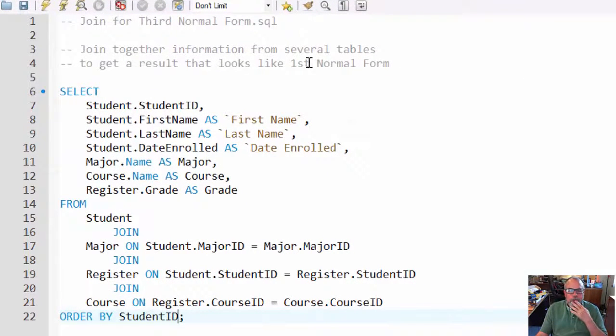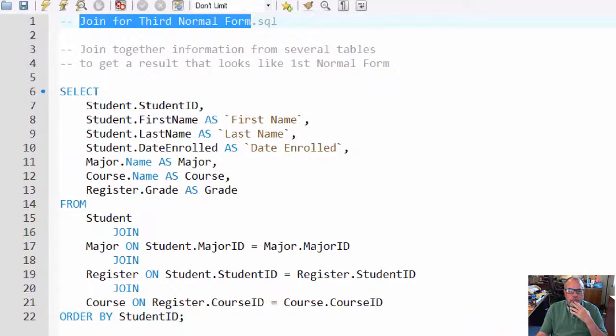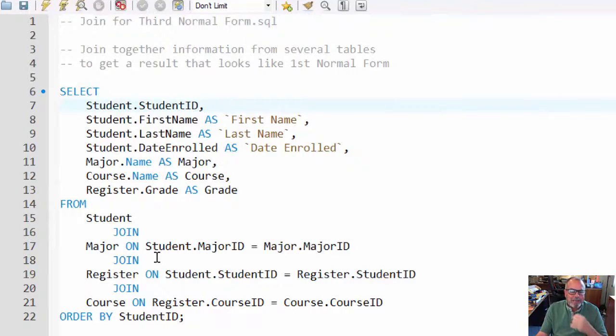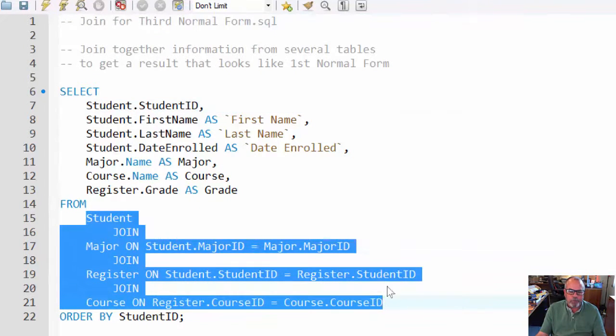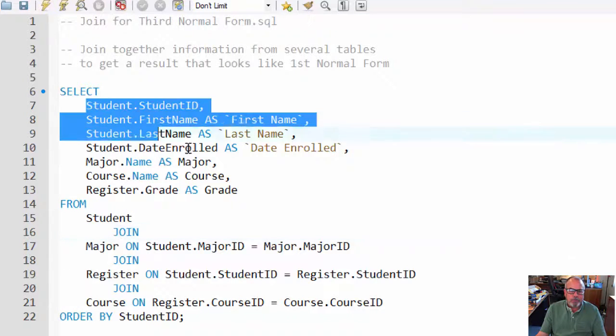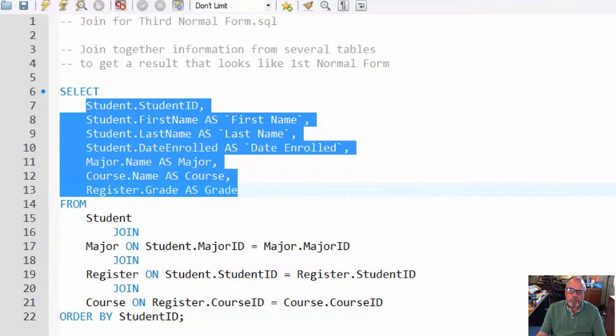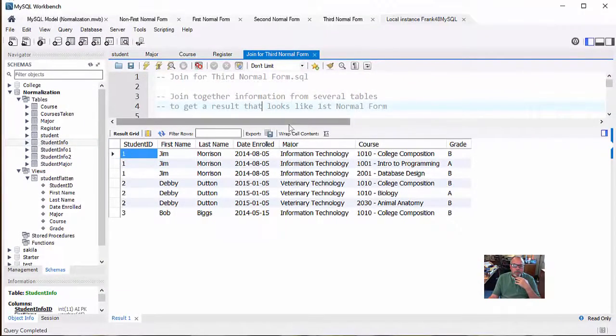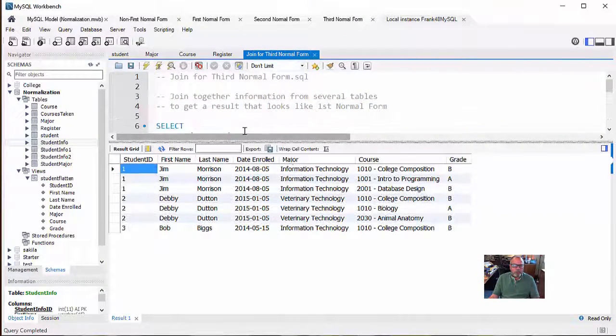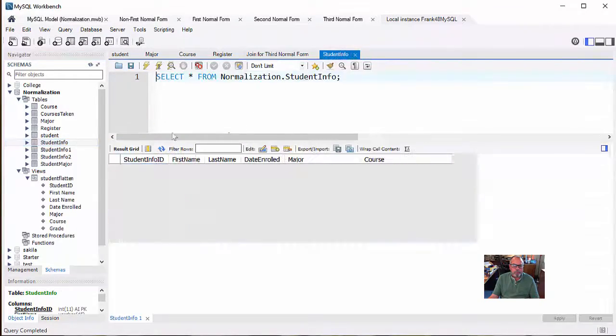So now we have a join like this, join for third normal form. I just gave it kind of a silly name. It joins the student, major, register, and course tables all together and outputs information from all four of those tables. And what we wind up with, let's run it, is data that looks like this. It looks like it was in first normal form. Here's our first normal form table. Let's look at that one.